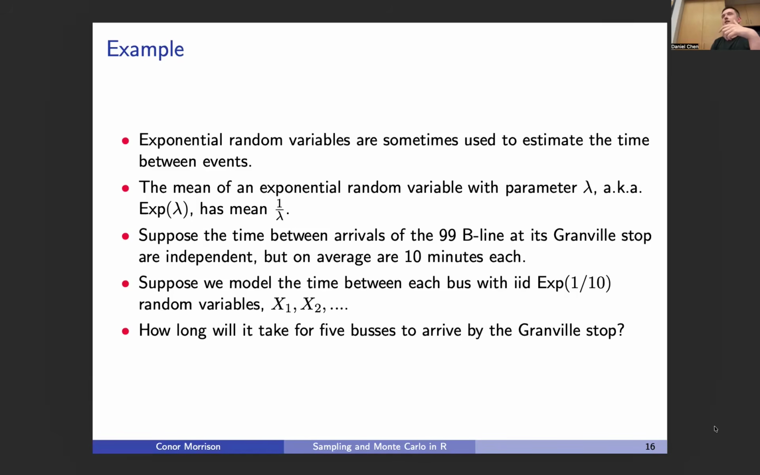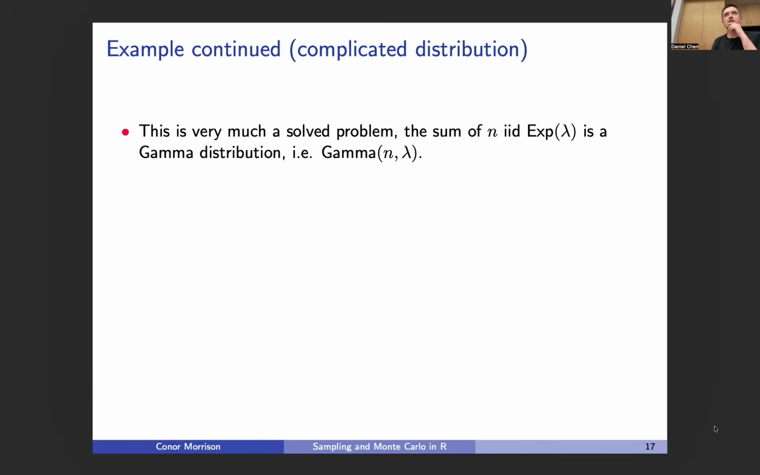Now, if you think about it, it's a little bit weird because X1 is measuring the first bus, but the second bus doesn't actually arrive until the first one does. And so not only is there the question of how long the second bus takes to come, but its start point also depends on the first one. So they have a slightly complicated relationship. But surprise, surprise, it's already solved.